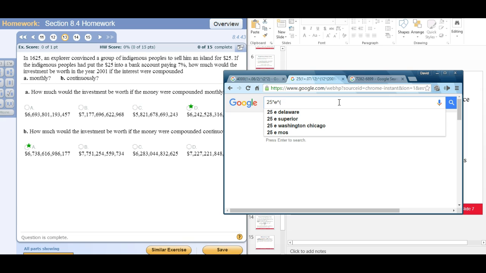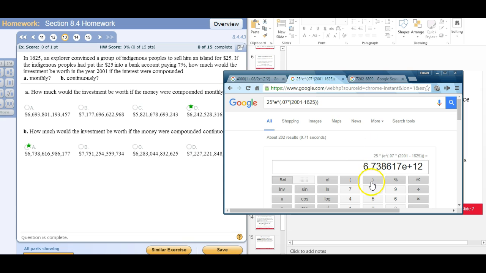So the rate was 7%, R times T, and again T was, like I said, you can work this out ahead of time. Just subtract 1625 beforehand, and then you can just put that number in for T. Alright, or you can just plug it in there like that manually. Alright, this is 6.738. Again, the decimal place is 12 places to the right, so that's going to be this guy right here. There's the decimal place, 12 places. There's 1, 2, 3, 4, 5, 6, 7, 8, 9, 10, 11, 12. So again, it's given to me in scientific notation, but I can match up the digits there.